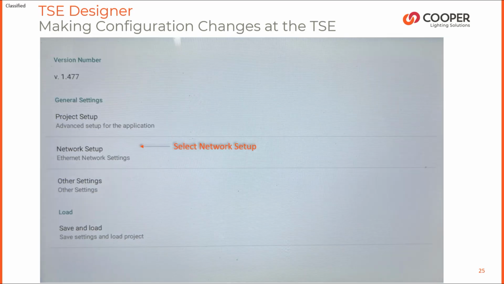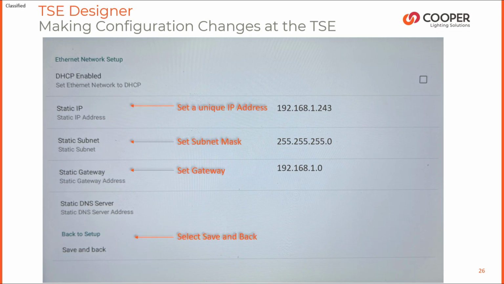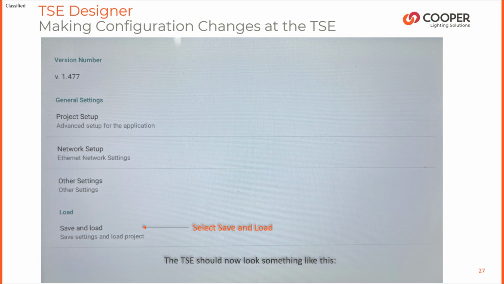Then we're going to select Network Setup and input a unique IP address, subnet mask, and gateway. And in order for the device to take a static IP, DHCP enabled must be unchecked. Then select Save and Back. Select Save and Load, and the TSE should now look something like this.